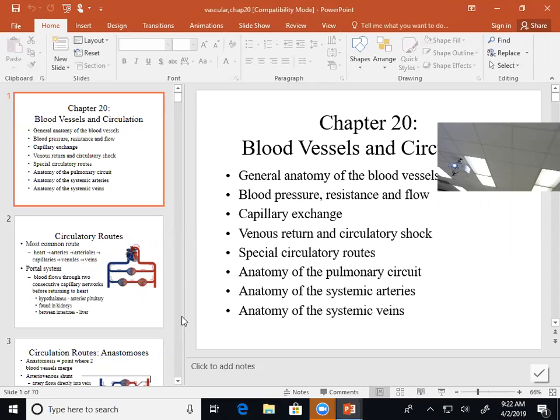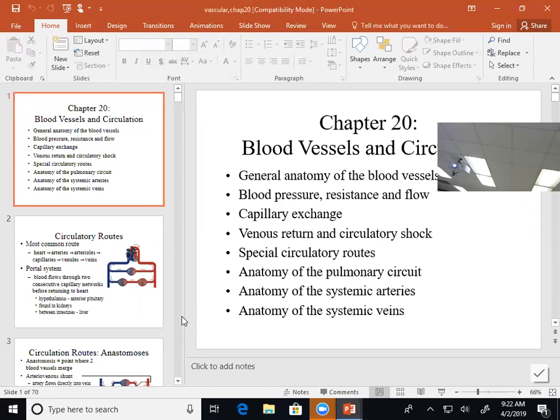How about the four valves? You need to look at a ton of pictures so you know where those valves are. Tricuspid, bicuspid, also known as mitral. And then the pulmonary valve and the aortic valve. You're going to know those?